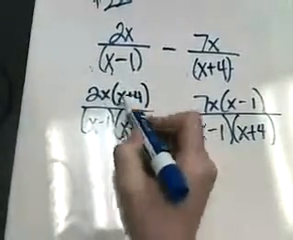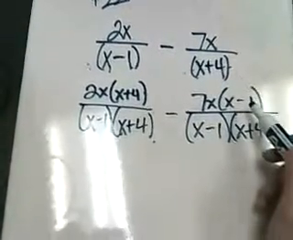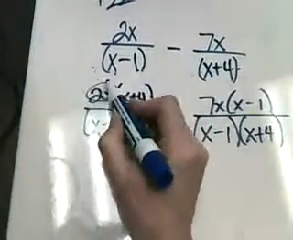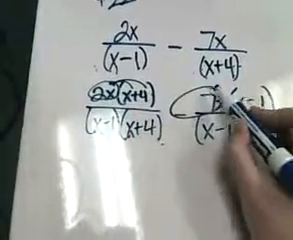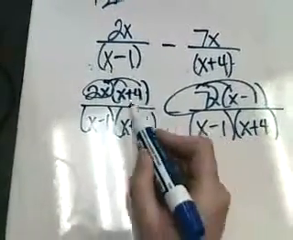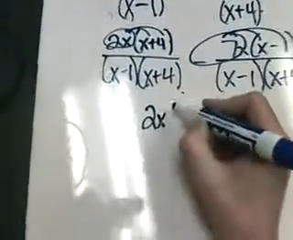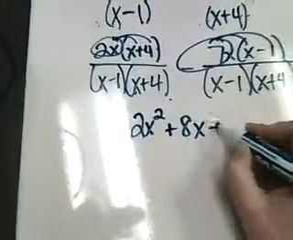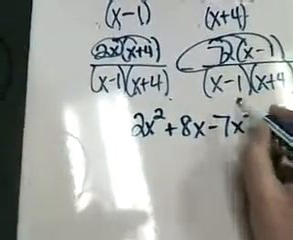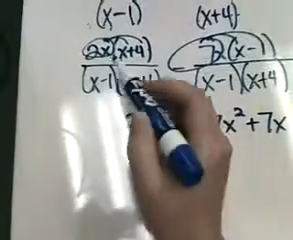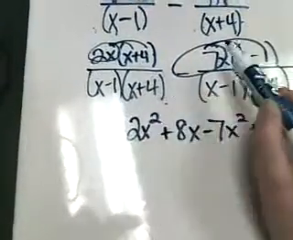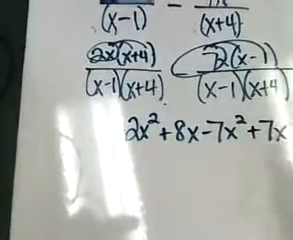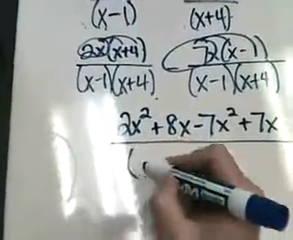Now over here you have distributing, and over here you have distributing. So we don't have to worry about FOIL because we don't have a set times a set like we did in the last one. So you're going to distribute this 2x, and you're going to distribute this negative 7x. So that gives me 2x squared plus 8x minus 7x squared plus 7x, since you have 2 negatives there. Still over that denominator.